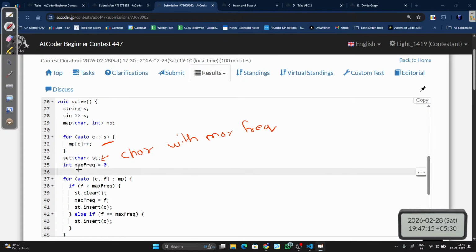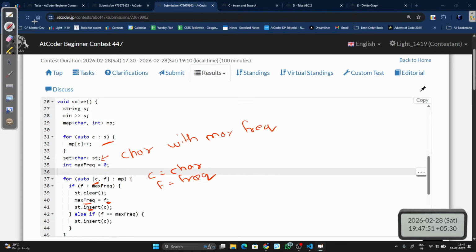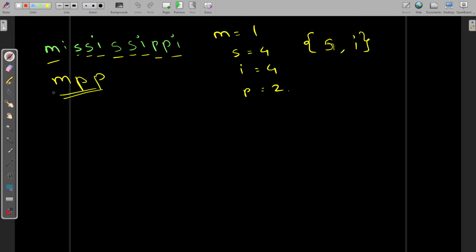Then I will try to find what's the maximum frequency in this map. So I'm iterating upon the map where C is the character and F is the frequency. I will check if the current frequency is greater than max frequency. If yes, I will store that current frequency into the max frequency and insert that character into the set. So let's do a dry run of what actually is happening here. This is a bit complex way to implement this, but let's go through it. Let's say initially my max frequency was 0.